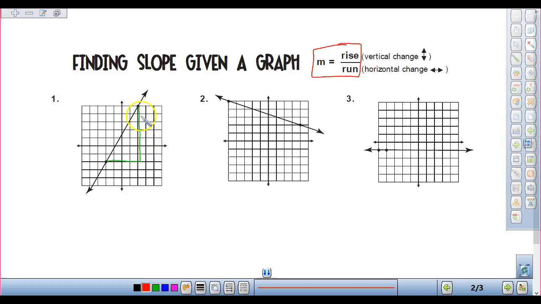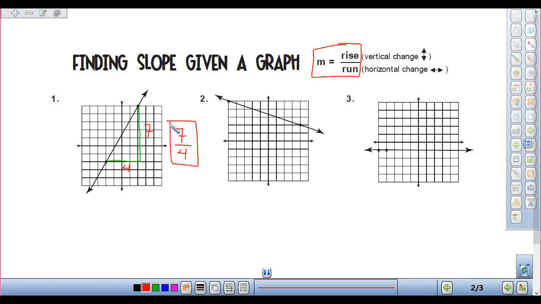What is my vertical rise? 7, yep. And how much does it go over? 4. So now, my fraction is always rise over run. And so my rise was 7 over my run was 4. And if that can't be reduced, I leave that as my slope. If I can reduce that, I have to reduce it.